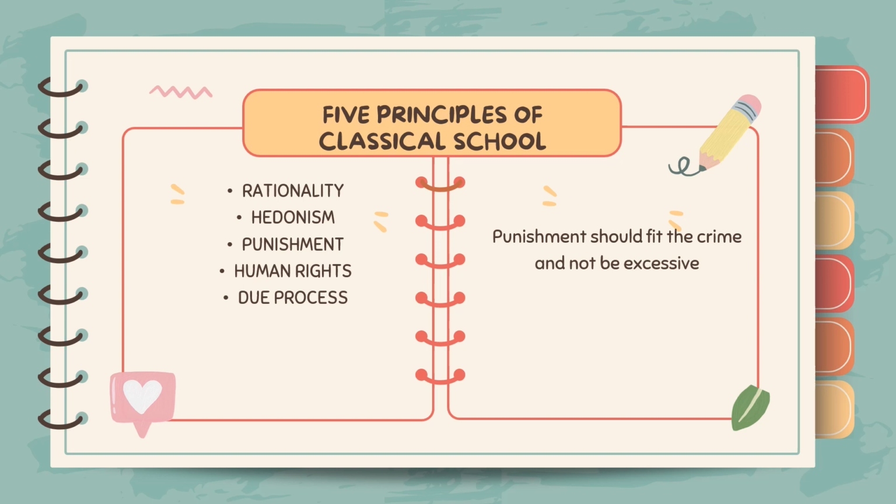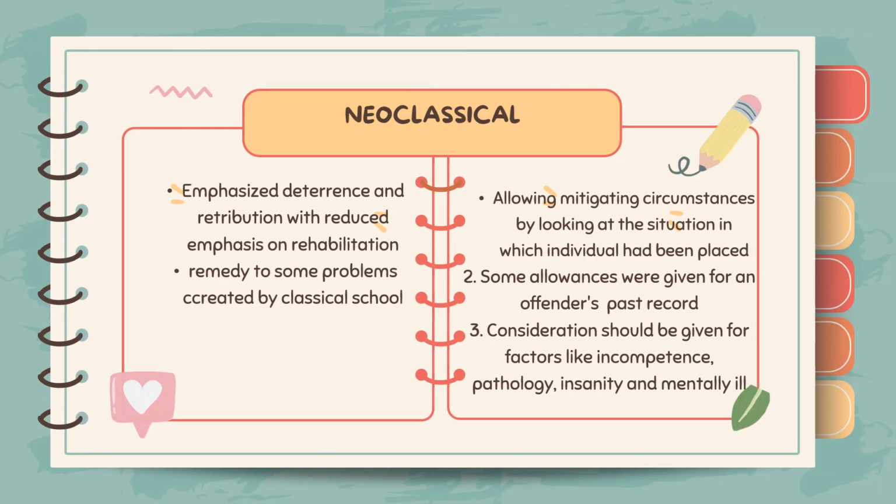And we have human rights. Society is made possible by individuals cooperating together. And society owes to its citizens the respect for their rights in the face of government action. Then we have due process. Due process means an accused should be presumed innocent until proven guilty. So in the classical school, we have to take note that punishment should fit the crime and it should not be excessive. Then we have neoclassical.